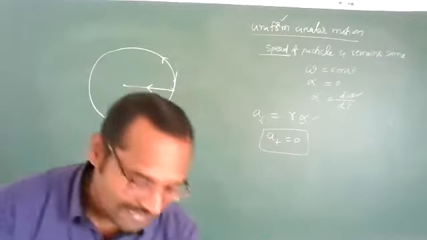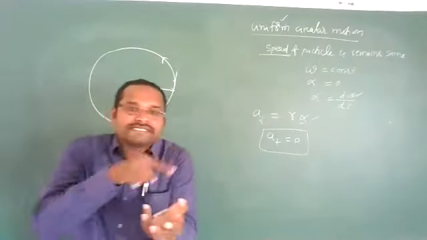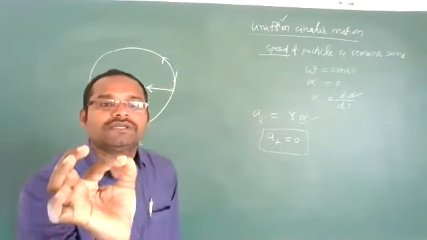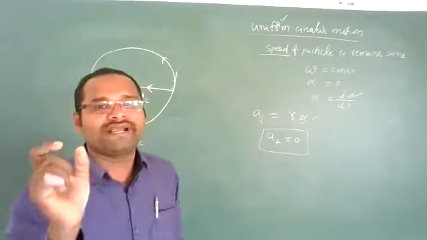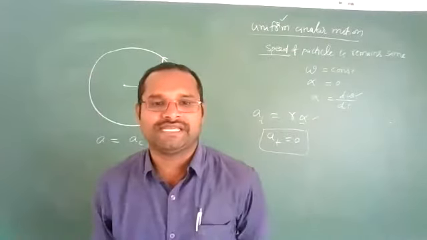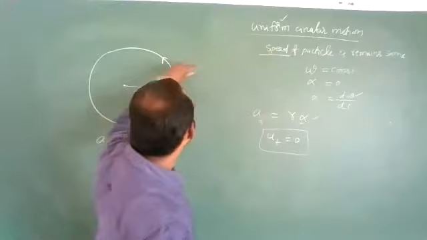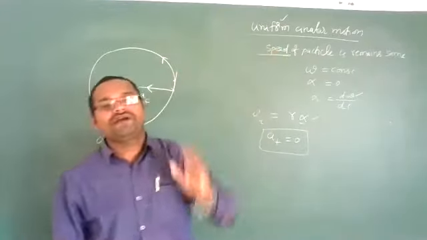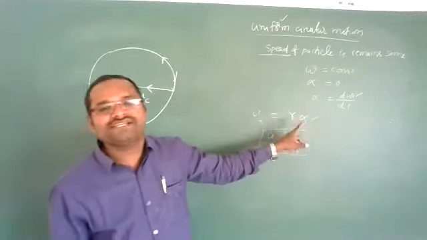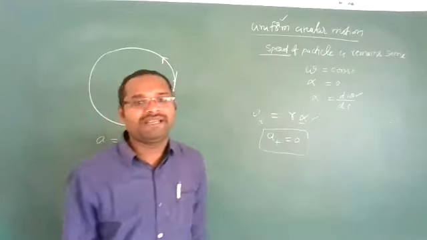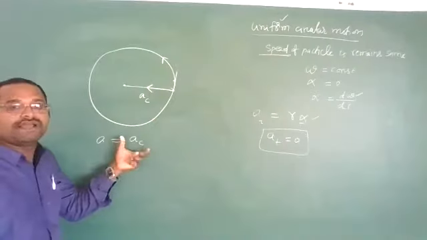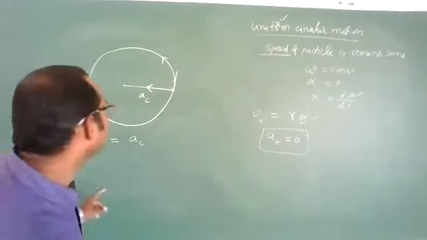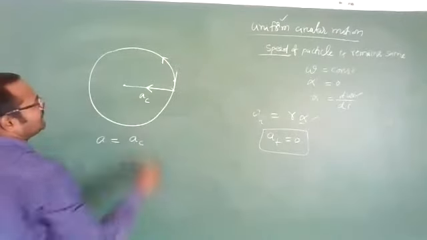It will have only centripetal acceleration. Are you understanding? If a body is moving at a constant speed, we can say no acceleration. But if it moves in a circular path with a constant speed, then its tangential acceleration will be zero, however, it will have some acceleration, and it will always be directed towards the center.